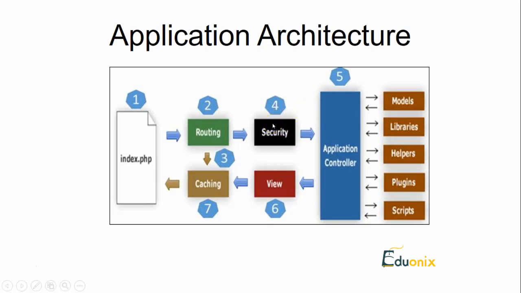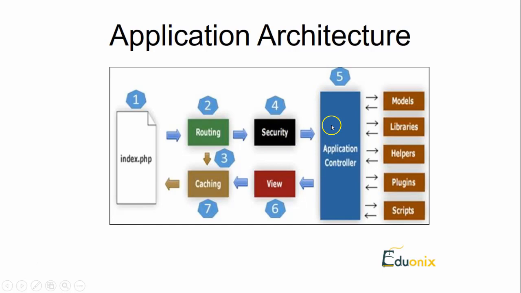So if the requested page does not exist in caching, then routing will pass the requested page to step number 4, security. Security will perform a list of security checks, for example whether there is any malware or not. Once the security check is clear, it will go to step number 5. Step number 5 over here, I mentioned, is the application controller. Before passing the request to the application controller, a security check always takes place. The security of the submitted data is checked.